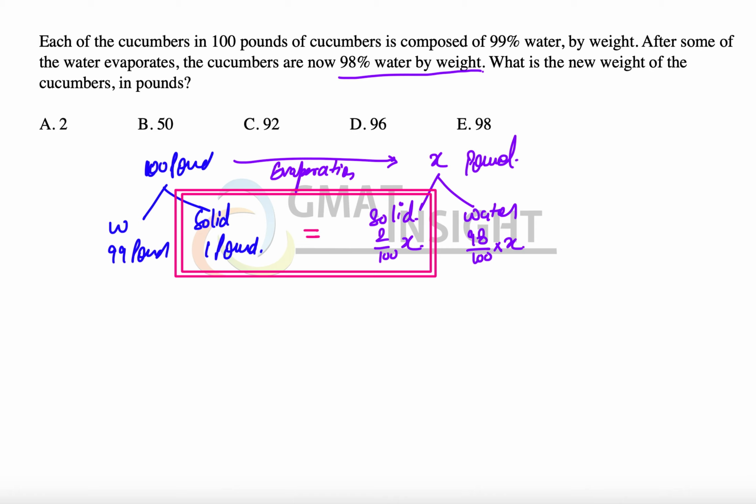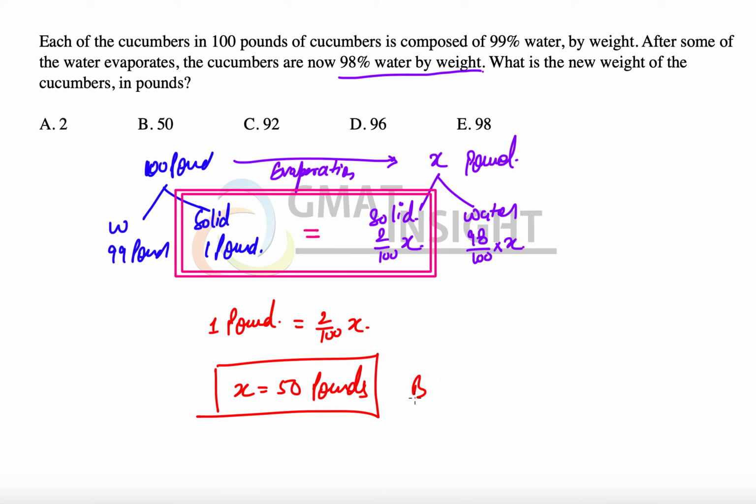has taken place. So that is the equation that we need to capitalize on, and we can say that this 1 pound, which was the weight of the solid in the beginning in the cucumber, should be equal to 2% of the new weight, because now that is solid and the solid's quantity remains constant. So that gives us X is equal to 50 pounds, and therefore our answer becomes option B.